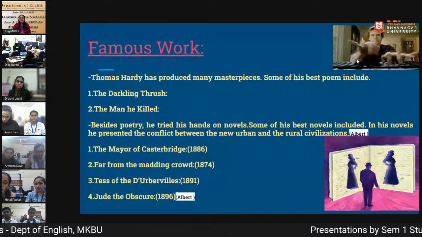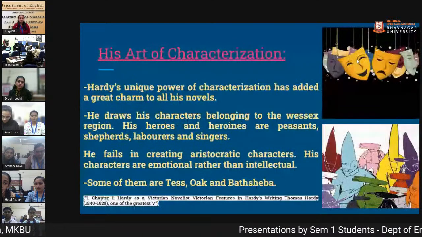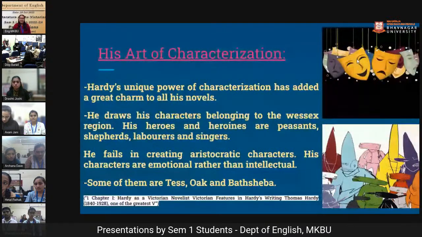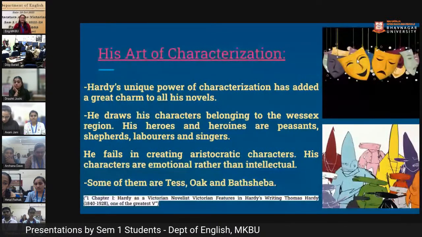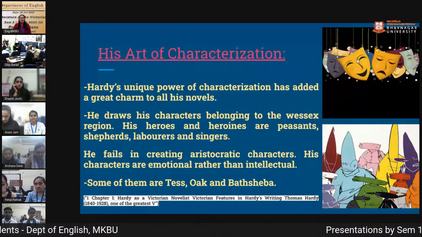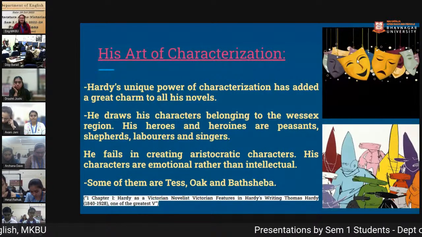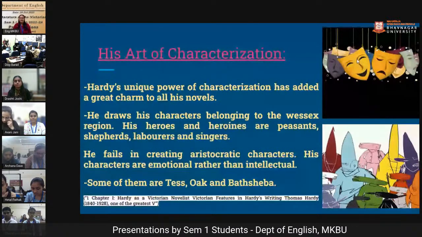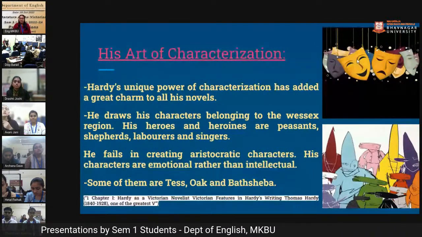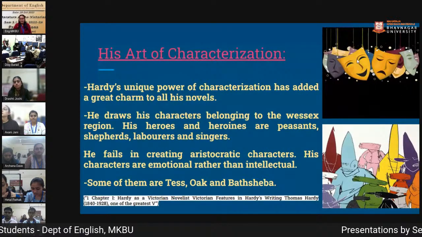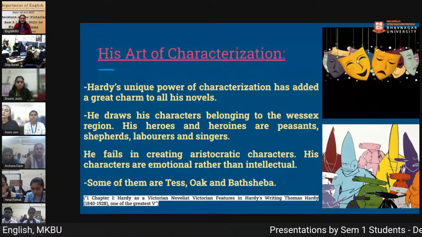His art of characterization. Hardy's unique power of characterization has added great charm to all his novels. He drew his characters from the Wessex region. His heroes and heroines are peasants, shepherds, laborers, and singers. He fails in creating aristocratic characters. His characters are emotional rather than intellectual. Some of them are Tess, Oak, and Bathsheba.